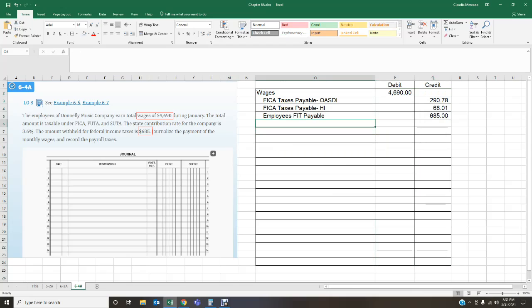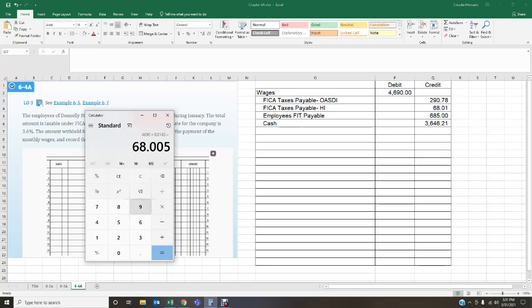So those are the three things that we're going to withhold from the employees' wages for now. We're going to withhold the OASDI, the HI, and the federal income tax. Now we need to figure out how much cash these employees are actually taking home. So I'm going to get the $4,690 minus the $290.78 minus the $68.01 minus the $685. That will give me $3,646.21. So what did I do here?